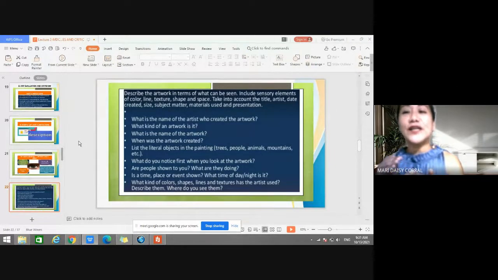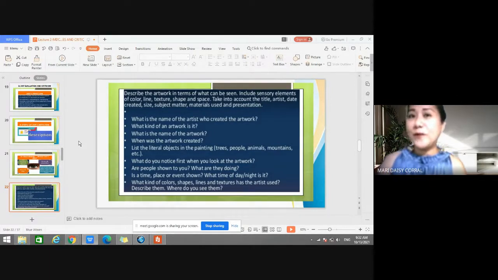List the literal objects in the painting. So there are trees, there are people, there are animals, there are flowers in the painting. And what do you notice first when you look at the artwork? Here comes your experience already of the artwork. The physical experience, the visual experience, which we have just discussed part of a while ago. What do you notice when you look first at the artwork? That would be your visual experience.